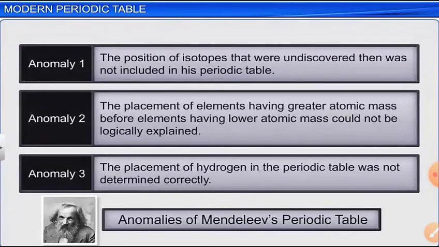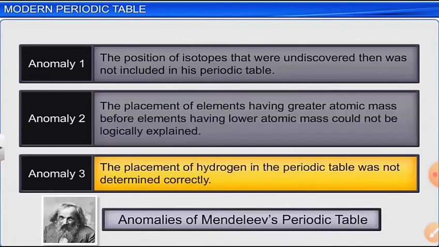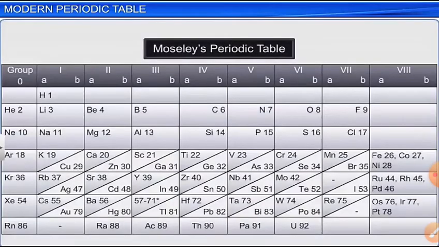Now over here also, the position of isotopes that were undiscovered then was not included in his periodic table. The placement of elements having greater atomic mass before elements having lower atomic mass could not be explained logically. The placement of hydrogen in the periodic table was not determined correctly. These are the anomalies of the Mendeleev periodic table. To overcome these, we now have the modern periodic table, which depends only on atomic number. So when we talk about atomic number, we do not need to arrange isotopes.